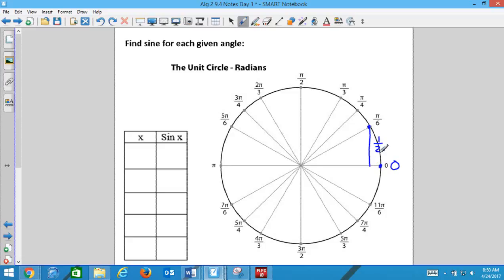All right, and then at pi over 4, that's 45 degrees. Sine is square root 2 over 2. Then at 60 degrees, or pi over 3, sine is radical 3 over 2. Remember, we're getting bigger. And then at 90 degrees, sine is 1.